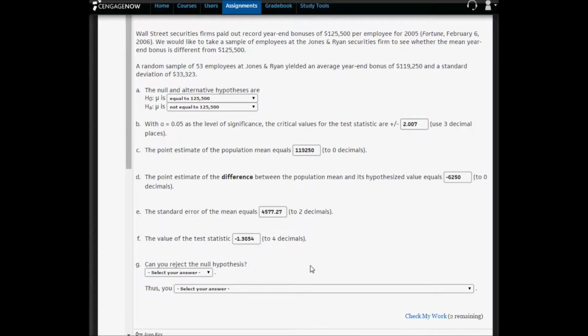To conclude in part G, we have to compare the value of the test statistic to the critical values plus or minus 2.007. If the test statistic is in between plus or minus 2.007, then this difference is insignificant. And we have evidence in support of the null hypothesis. So that is the case. The test statistic is in between these two values. So we cannot reject the null.